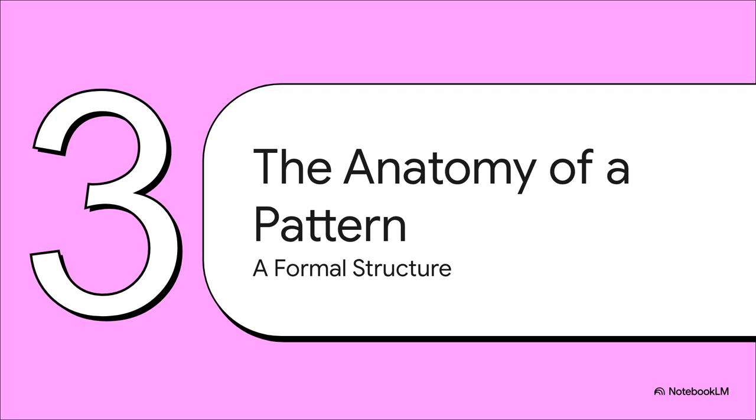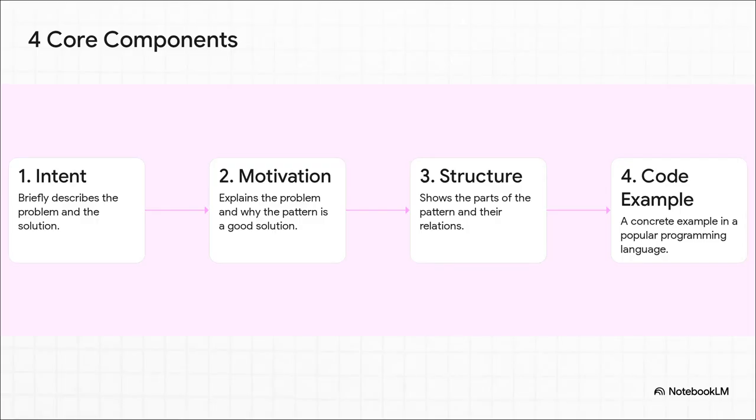Now, you might be thinking, okay, if these are just abstract concepts, how does anybody learn them or talk about them? And that's the beautiful part. They actually have a formal structure, which makes them way easier to understand and apply than you might think. Pretty much every design pattern you'll ever find is broken down into these four parts. First, the intent. That tells you what problem it's trying to solve. Then you get the motivation, which explains why it's a good solution. Third is the structure. This is the actual blueprint part, showing you the classes and objects and how they all fit together. And finally, you'll usually get a code example to make it less abstract, showing you how it might look in a language you already use.